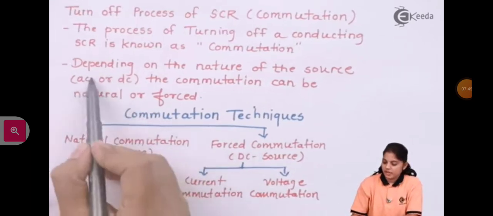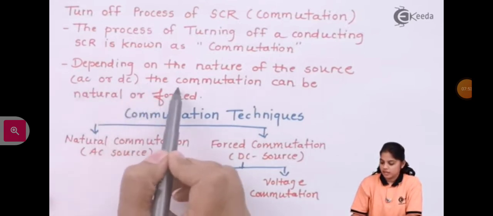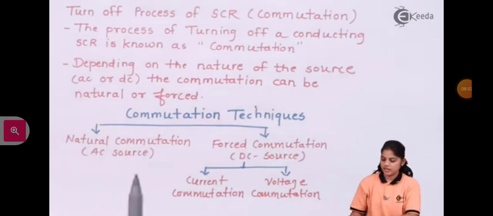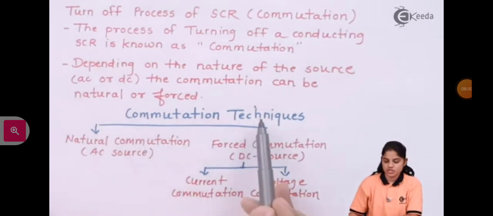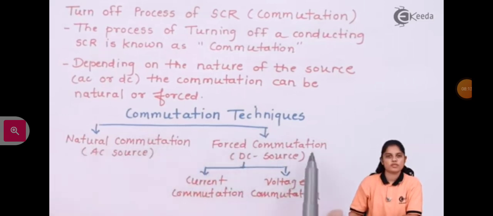Now, depending on the nature of the source, it can be AC or DC. The commutation can be natural or forced. So first we are going to see how naturally an SCR can be turned off, and if not, what can be done to forcibly turn off the conducting SCR. So the different commutation techniques are: first, natural commutation, and second, forced commutation.